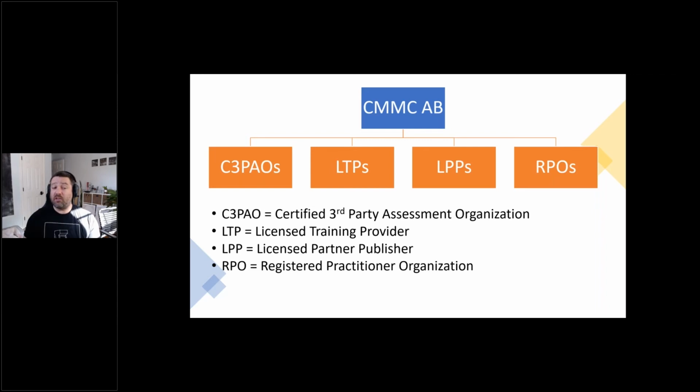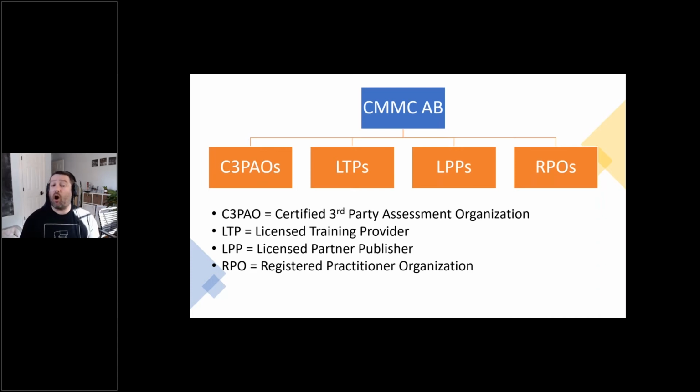There's also licensed partner publishers, of which there are only a handful. Logical Operations, the company that I represent, is a licensed partner publisher, meaning that our content has been approved by the Department of Defense for any person or organization that wants to use it as official training materials.